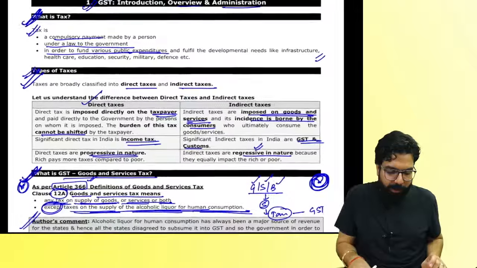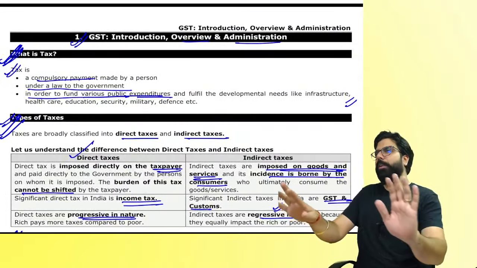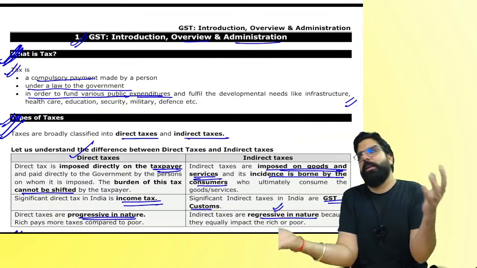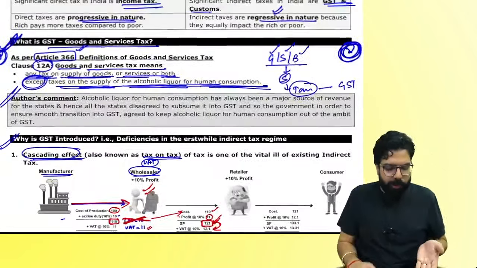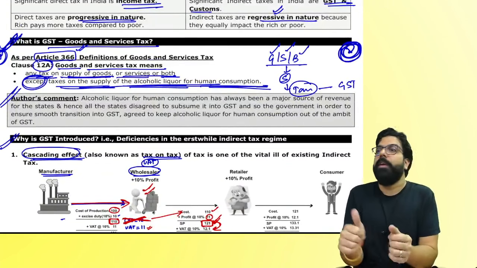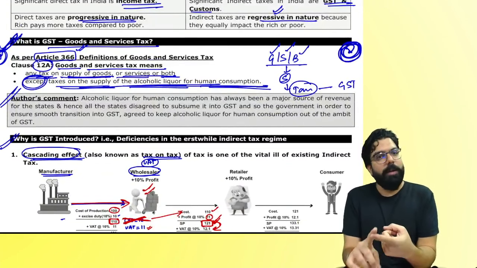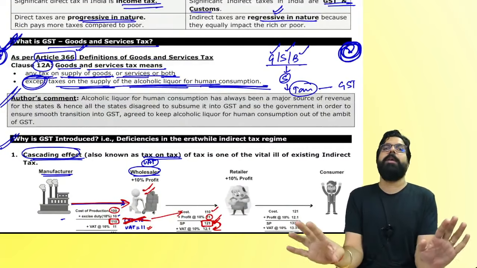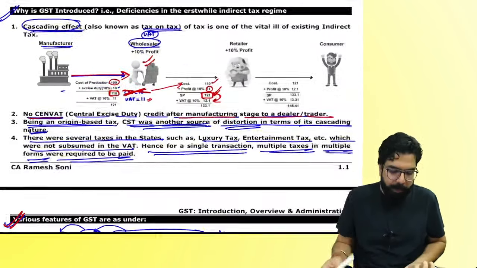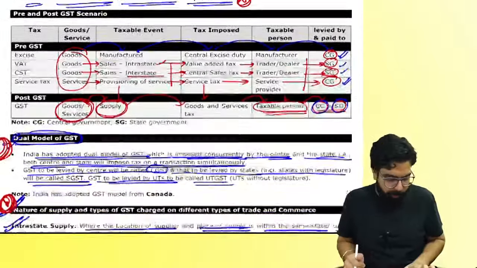So in this chapter, what are the various things which we went ahead and learned? I'll summarize it. First, we learned what is tax. Then we learned the difference between direct tax and indirect tax. Then this was important. GST means any tax on supply of goods, services, or both, except alcoholic liquor for human consumption. Then, Baba, we learned about all these small things which are there.